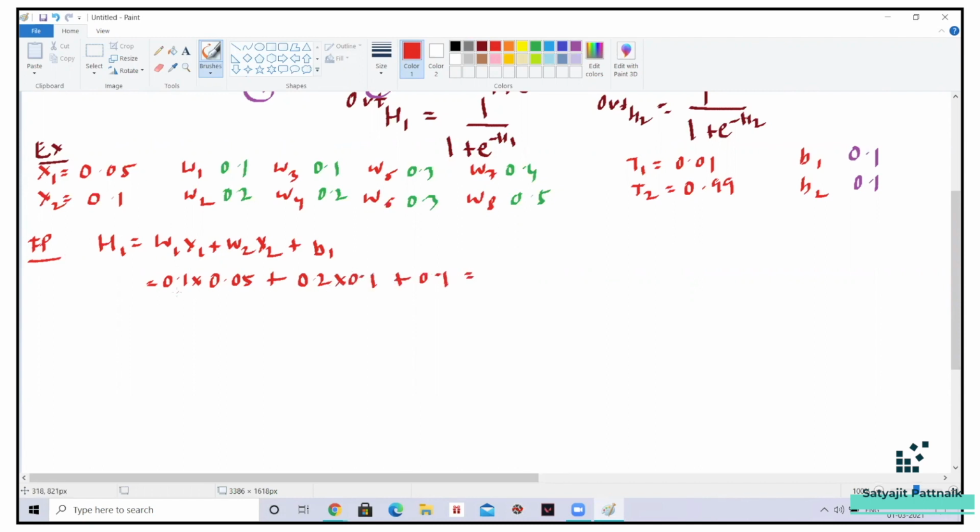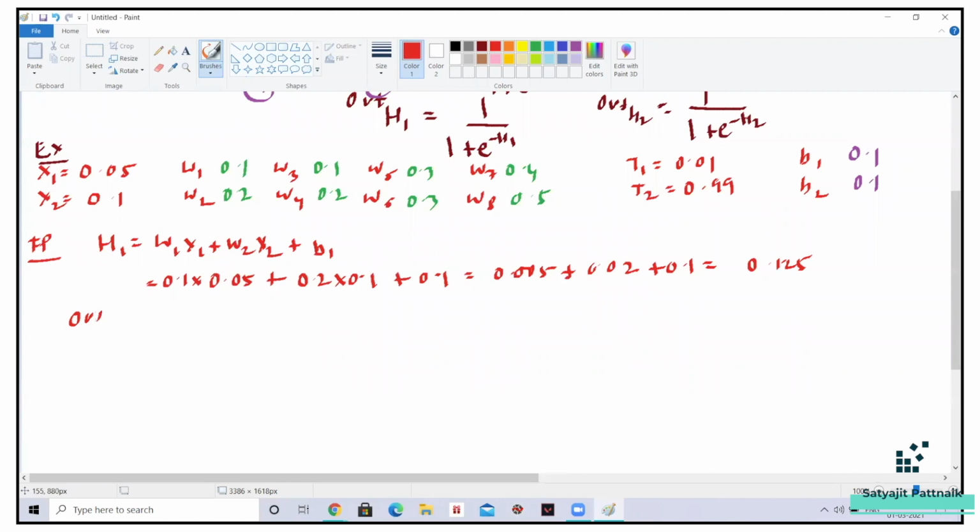So what will be the value? 0.1 into 0.05 is 0.005, 0.005 plus 0.02 plus 0.1. So it's something like 0.125, if I'm not wrong. Mathematically, there could be some mistakes while I solve this problem, but the whole idea is to understand how to solve. Mathematical calculations can be ignored in case I'm making some mistakes.